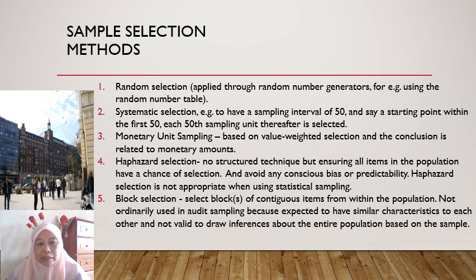The next sampling method is based on the monetary unit. The third one is haphazard selection. This is the opposite of random selection, where there is no structured technique of selecting the sample. And lastly, block selection. Block selection is where the auditor selects blocks of contiguous items from within the population.